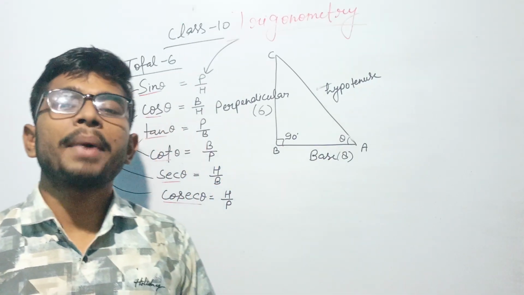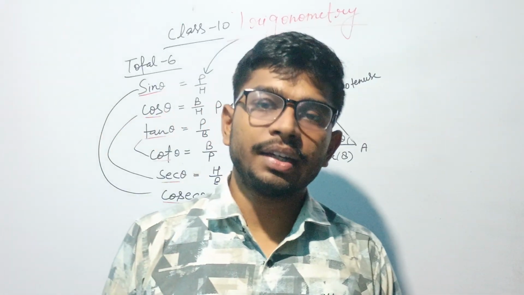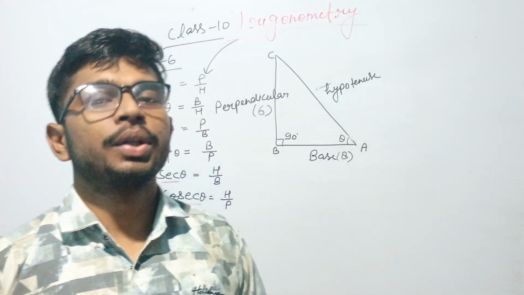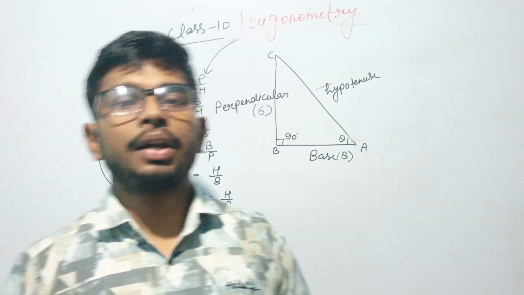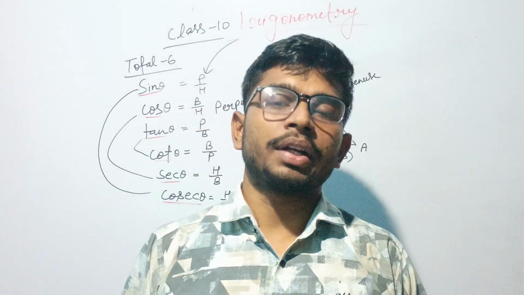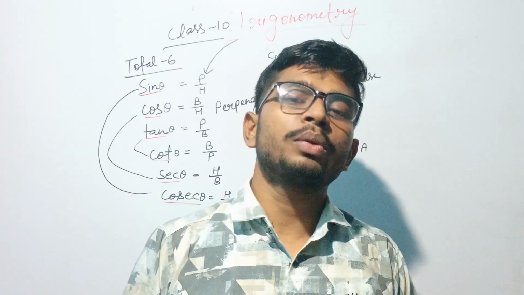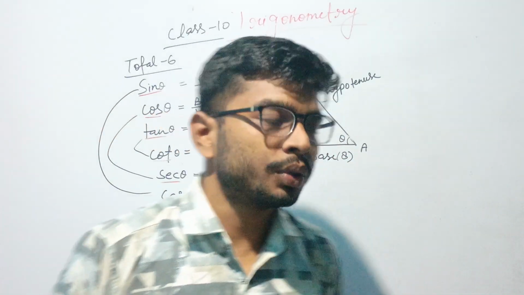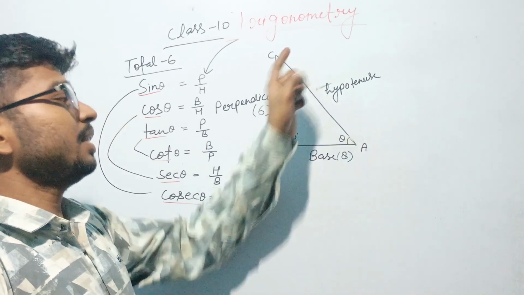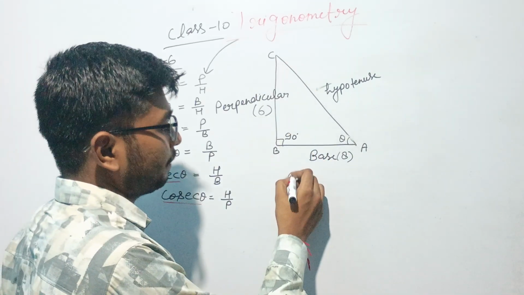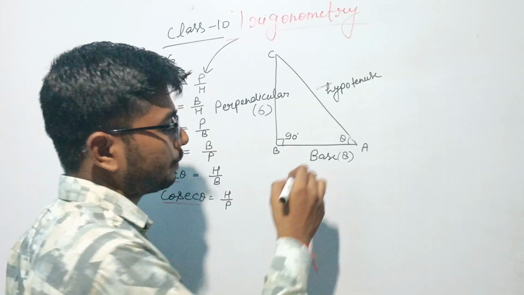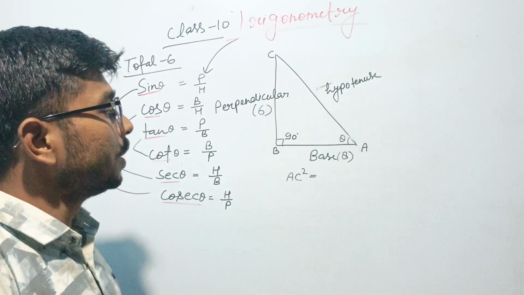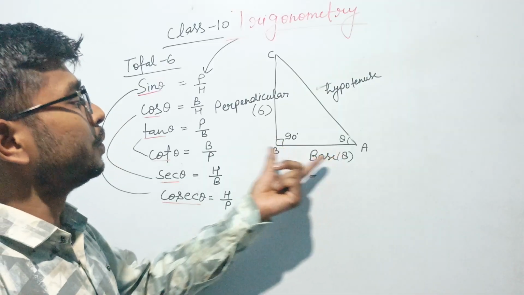So we will use the Pythagoras theorem. If any triangle is a right angle triangle, we can apply the Pythagoras theorem. In Pythagoras theorem, the square of the longest side, which is hypotenuse, will be equal to the sum of squares of the other two sides. So here hypotenuse is AC. What is the Pythagoras theorem? Square of longest side is equal to the sum of squares of the other two sides.